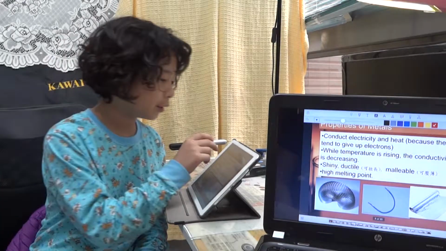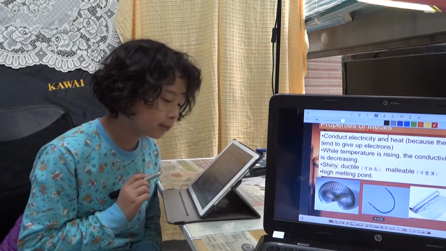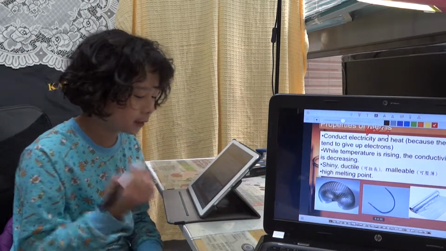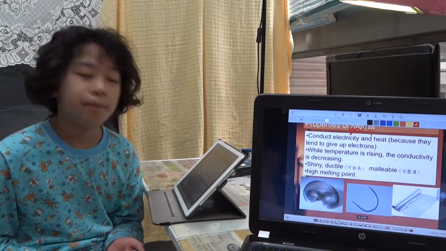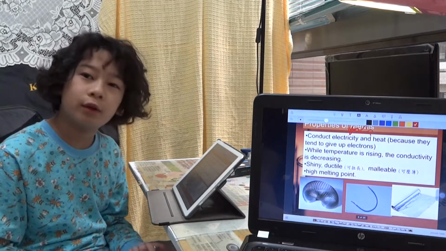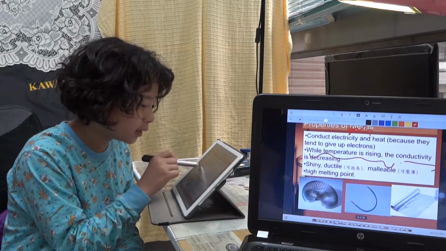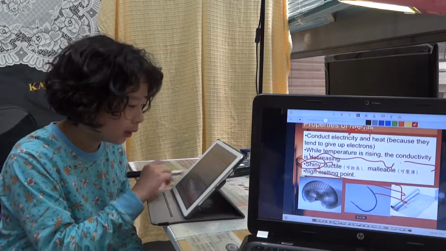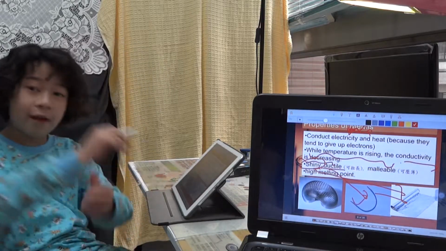The first one: when you look at the periodic table, most of it is metals. What are metals? Metal is a good conductor. So it conducts electricity and heat, because it tends to give off electrons. While the temperature is rising, the conductivity decreases. And it's shiny like this one. And it's ductile like this one. It can stretch very long.